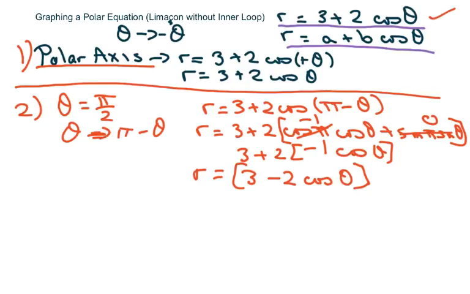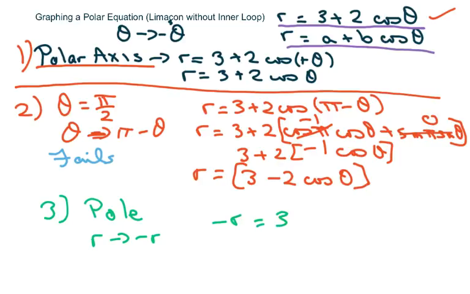And these do not match. So the test fails here. And all that means is that it's sufficient to say it fails, but it still could be symmetric to the line, but probably not. Okay, and then the last test is really easy. Since we don't have an r squared, we're going to test if it's symmetric to the origin or the pole, and you replace r with negative r. When you do that, of course, you can't do anything. The only time this will work is if your r is squared, which we'll see in another video. So the test fails there.